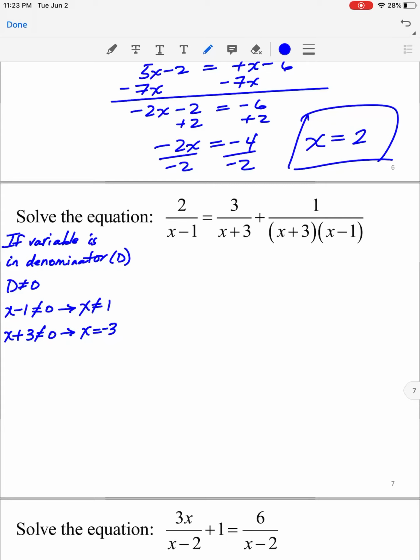All right, so looking right here, x plus 3, x minus 1. That contains everything. So we're going to just go ahead and multiply every term by x plus 3 times x minus 1. So the first term times that. And then this second term right here times x plus 3 times x minus 1. And then finally the last term. Oh, that doesn't look good.